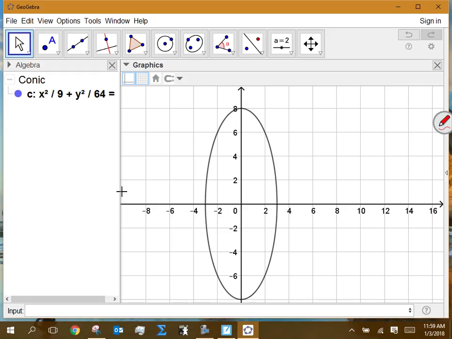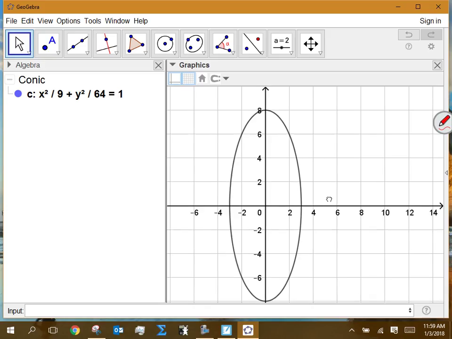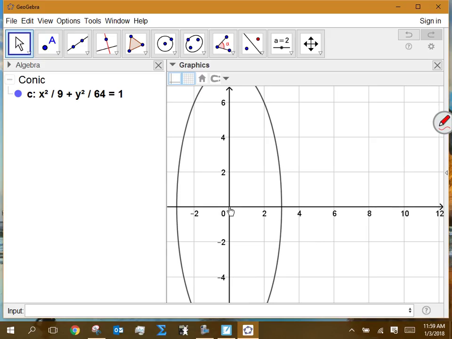But let's say I want to move it away from 0, 0, because right now our center is located at 0, 0. Let's say I want to put it at 4, 1. If I want to move something in the x direction, that has to be done to the x variable, and I want to move it to the right. If you remember anything we've done with transformations, that means you're going to subtract the distance that you want to move it. So I want to make my numerator with the x squared as x minus 4 squared, and that should move it to the right 4 units.